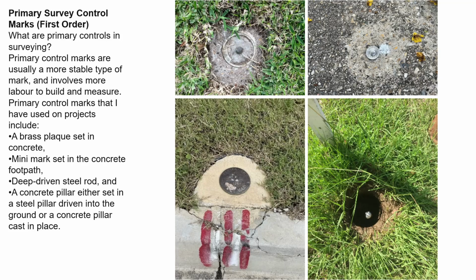Primary survey control marks, first order. What are primary controls in surveying? Primary control marks are usually a more stable type of mark and involve more labor to build and measure. Primary control marks that I have used on projects include a brass plug set in concrete, a mini mark set in the concrete footpath, a deep driving steel rod, and a concrete pillar, either set on a steel pillar driven into the ground or a concrete pillar cast in place.